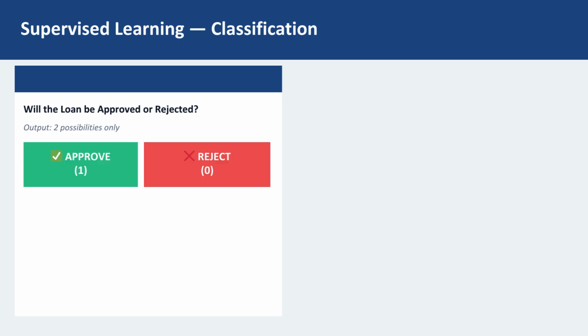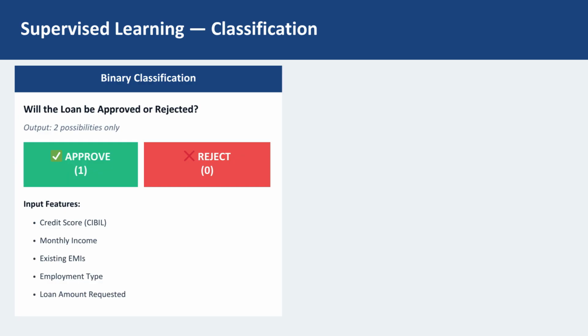That's exactly what binary classification does. The model looks at the input features, things like the customer CIBIL score, their monthly income, existing EMIs, employment type, and the loan amount requested, and it outputs one of two values, either 1, which is approve, or 0, which is reject. So we get only two possibilities. That's it. That's binary classification.